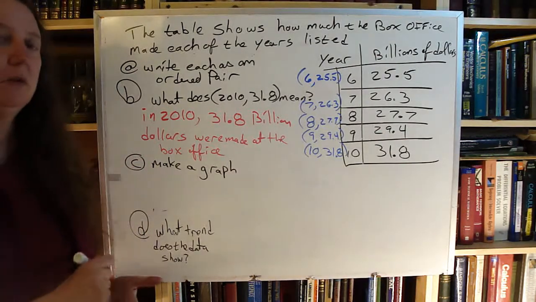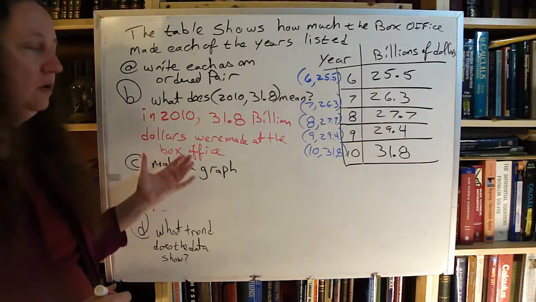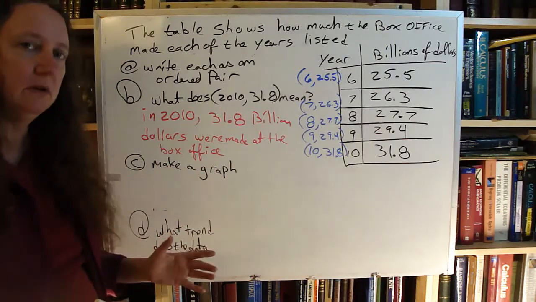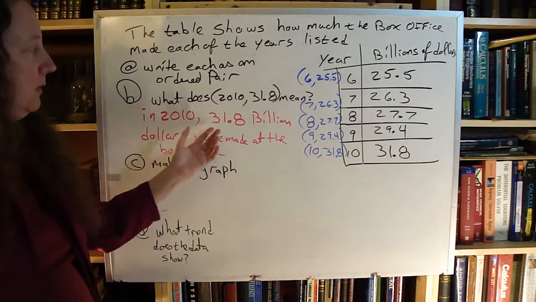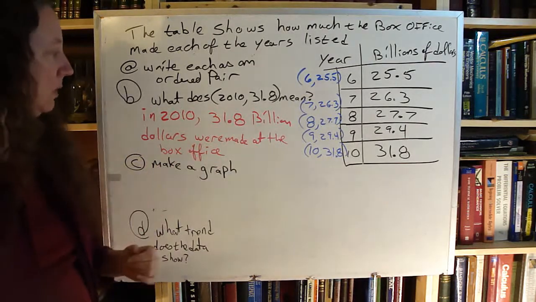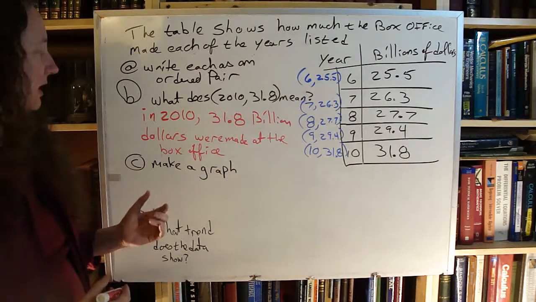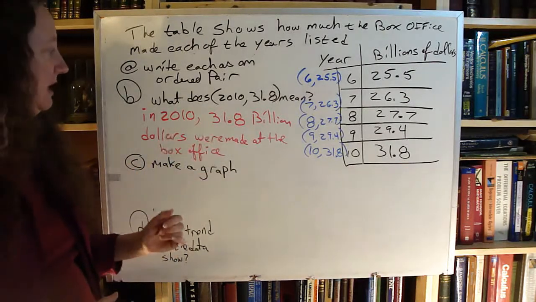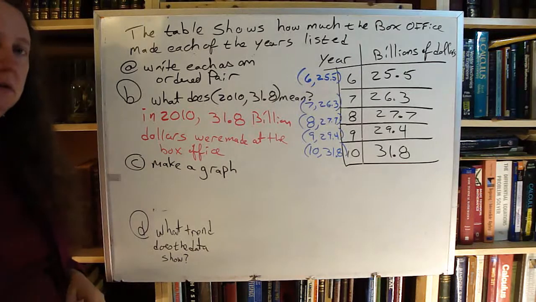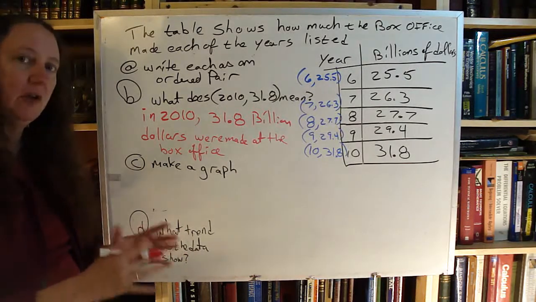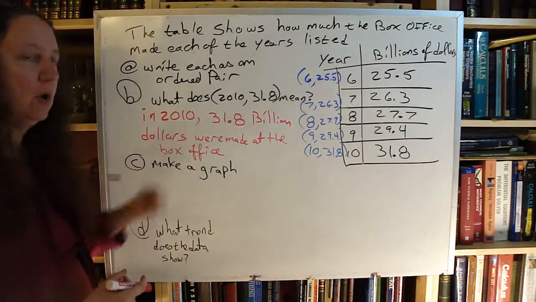If you were writing this on paper, your wording might be a little bit different. So you might say $31.8 billion were made at the box office in the year 2010. Or you might say the box office made $31.8 billion in 2010. Or something to that effect, but you're going to have all of these parts in there.